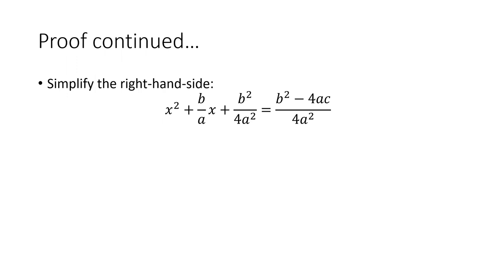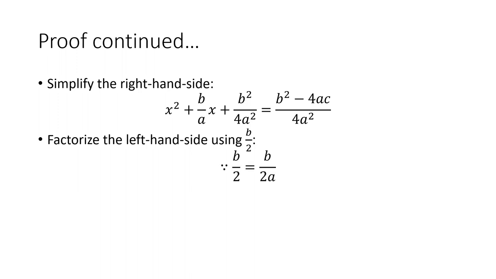Another small little thing: b squared minus 4ac is also called the discriminant, and we're going to discuss the discriminant in a separate video. So hang tight for that. Okay, so now we can factorize the left-hand side using b divided by 2. Now, if you remember, our b divided by 2 value is b over 2a.